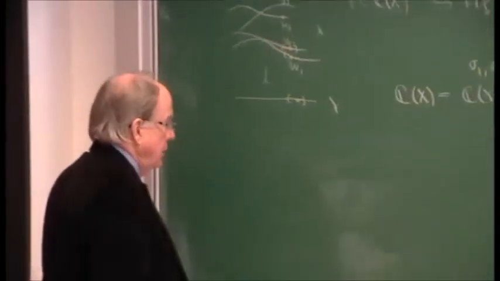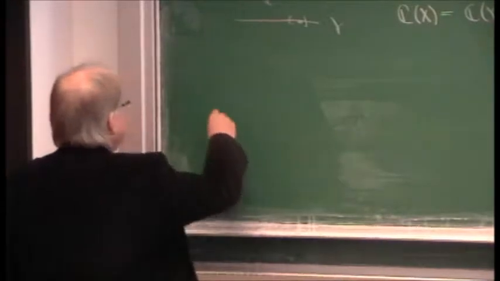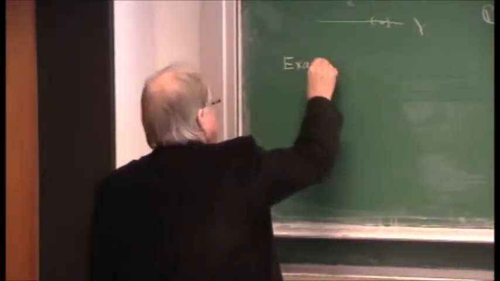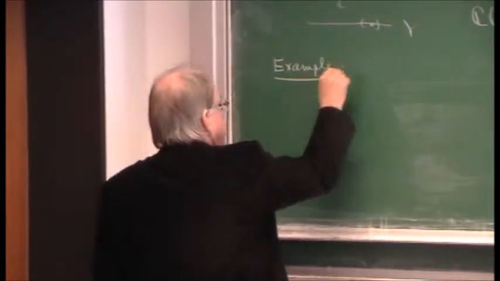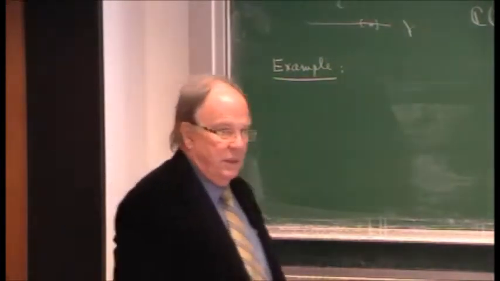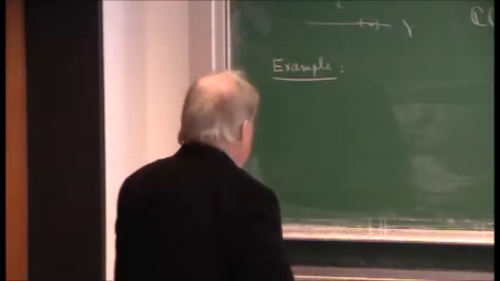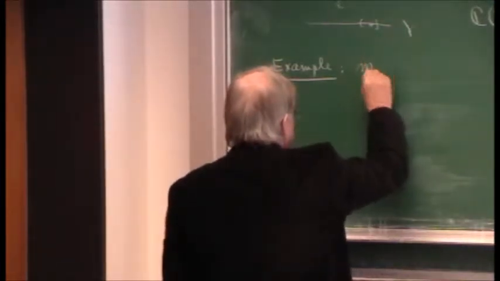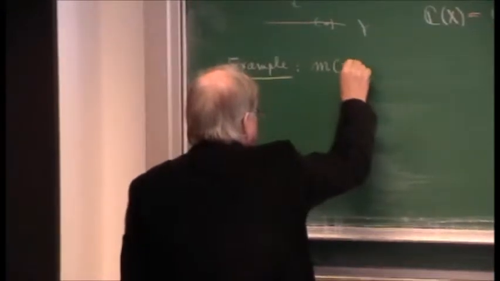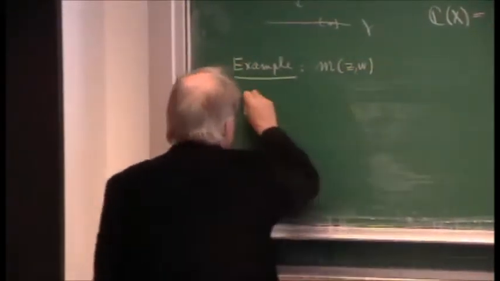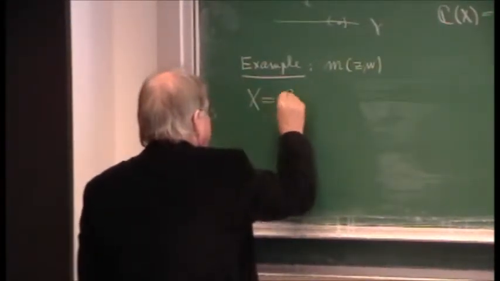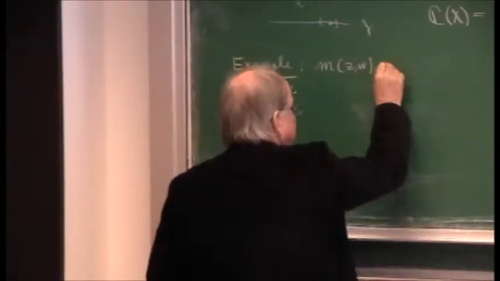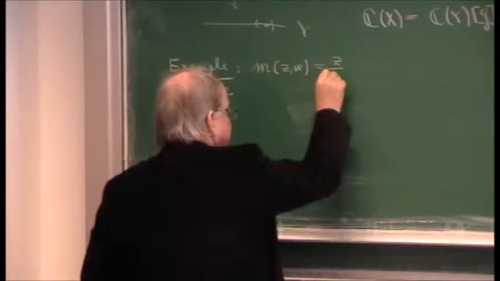Then we discussed an example in a two-dimensional case. It looks like a simple-minded example, so let me write it in naive notation. M of (z, w), on the manifold which is the easiest of all manifolds to understand, C2, should be z divided by w.